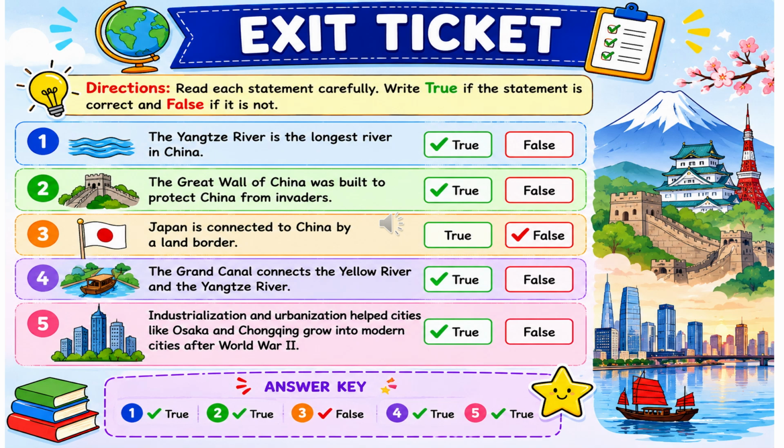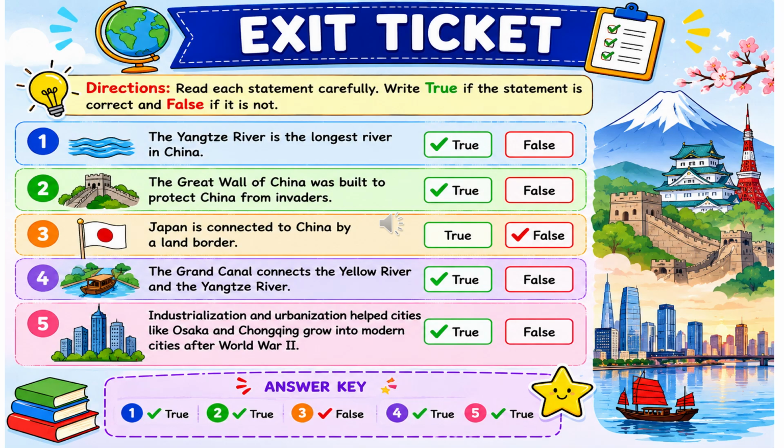Next, Japan is connected to China by a land border. The answer is false. Japan is an island country. It is separated from China by the East China Sea, so the two countries do not share a land border.